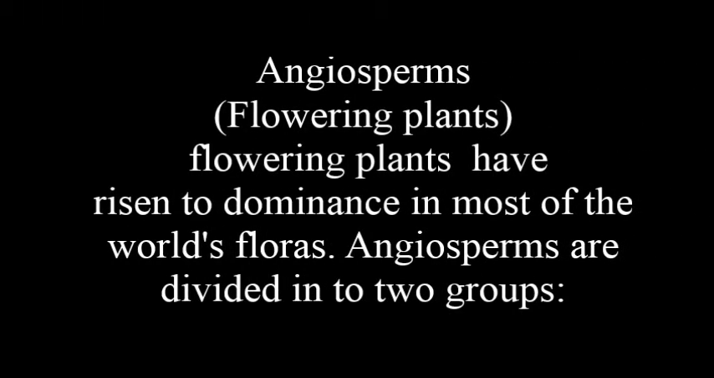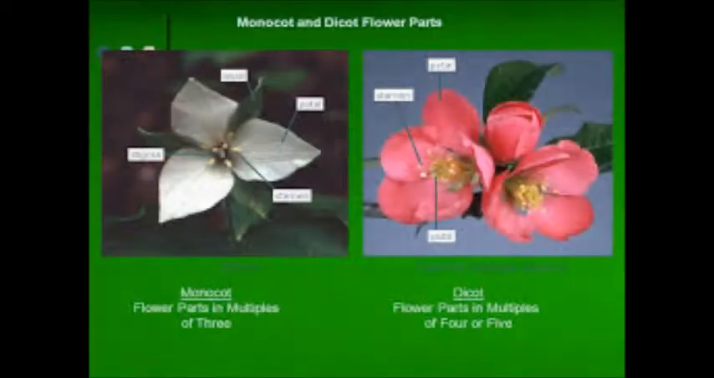Monocots and dicots. Monocots and dicots are the two major groups of flowering plants, also known as the angiosperms. On the left you see an example of what a monocot flower would look like, and on the right you see an example of what a dicot flower would look like.